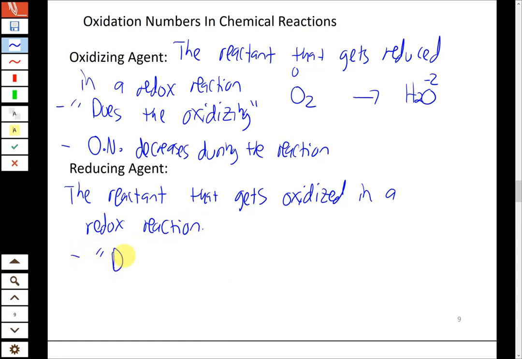All right, and so again, we call it the reducing agent because it's the one that does the reducing. It's causing something else to be reduced, so it itself is being oxidized. And the oxidation number for the reducing agent increases during the reaction.